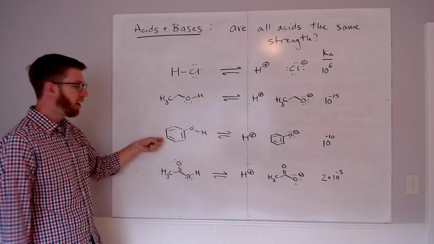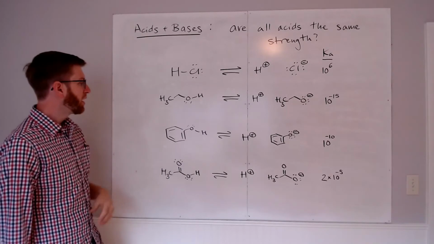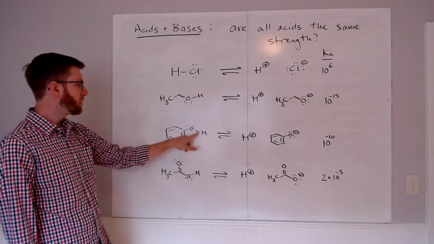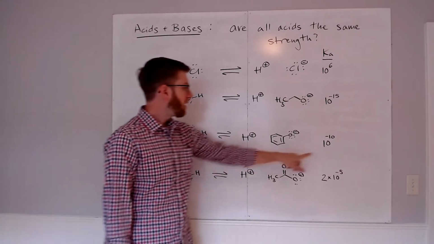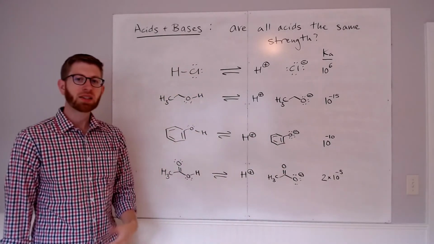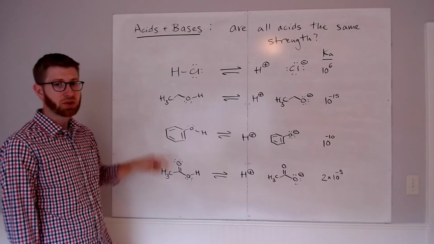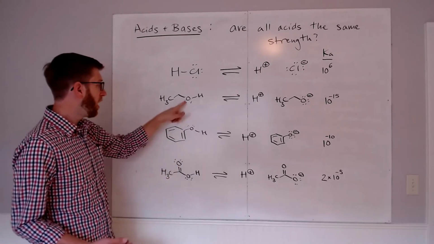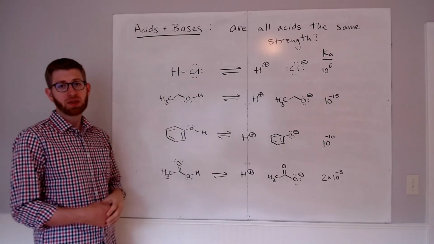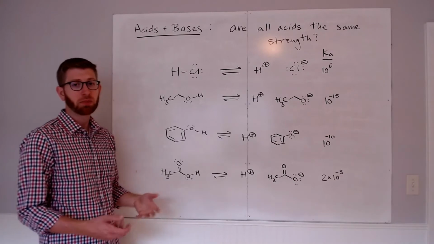If we look at phenol instead of ethanol, if the proton dissociates from this oxygen, my Ka value is 10 to the minus 10th. So 5 orders of magnitude difference between the acidities of these two structures, even though oxygen in both cases is the atom losing a hydrogen or losing a proton.